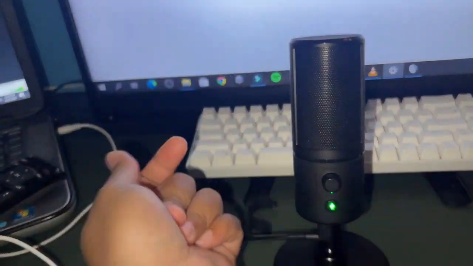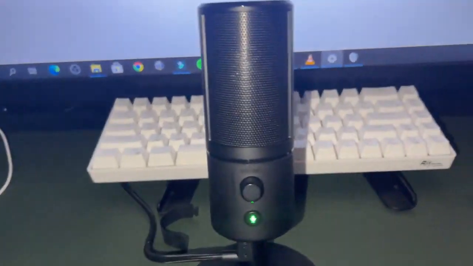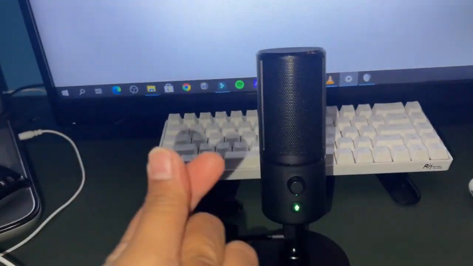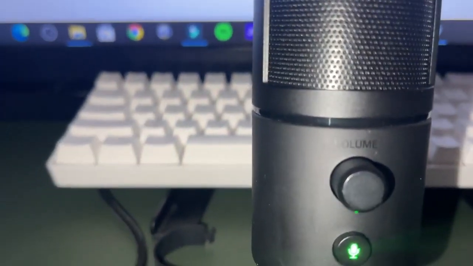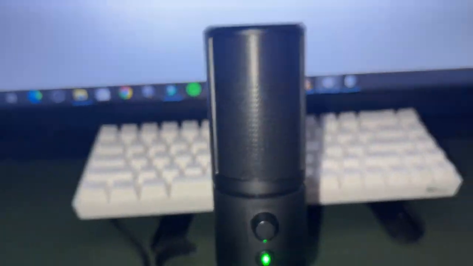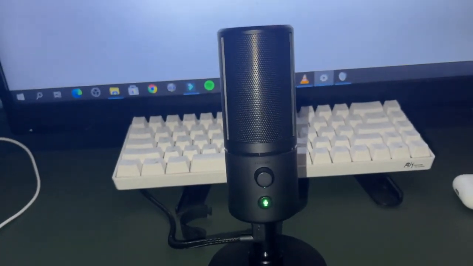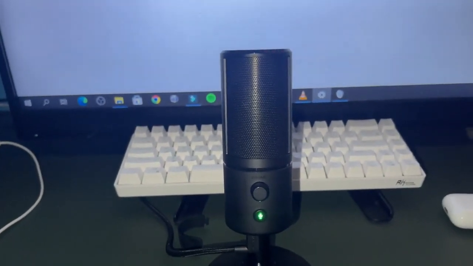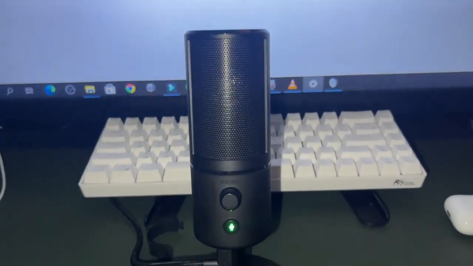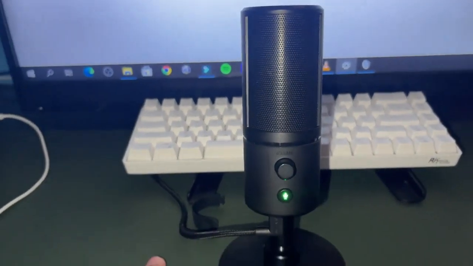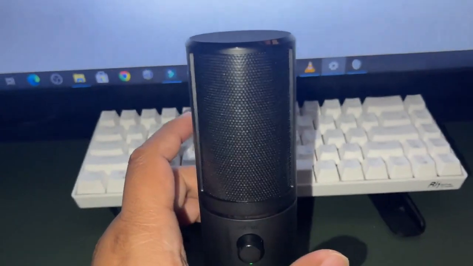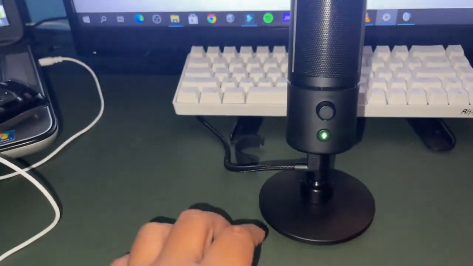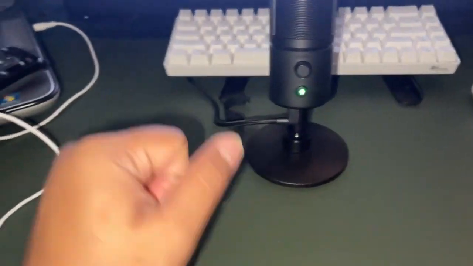You can even hear my snap from far away. So yeah, this is my voice when it's close. This is my voice when it's like, I don't know how far this is, but it's not too bad. You can also control the volume over here, you know, on whatever computer you have, you can hear yourself tapping.